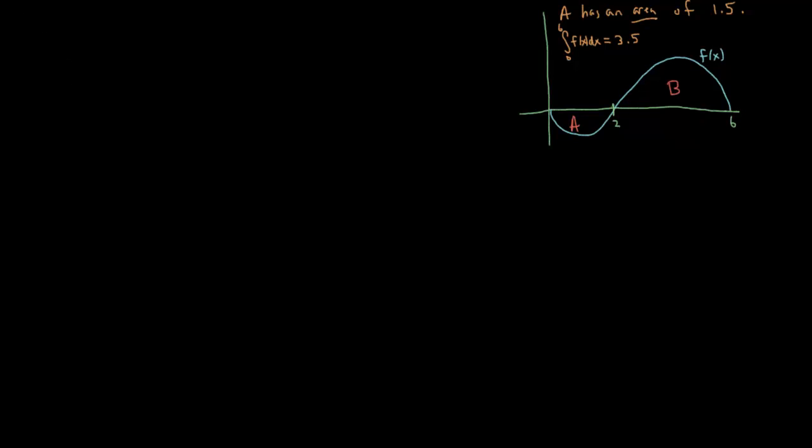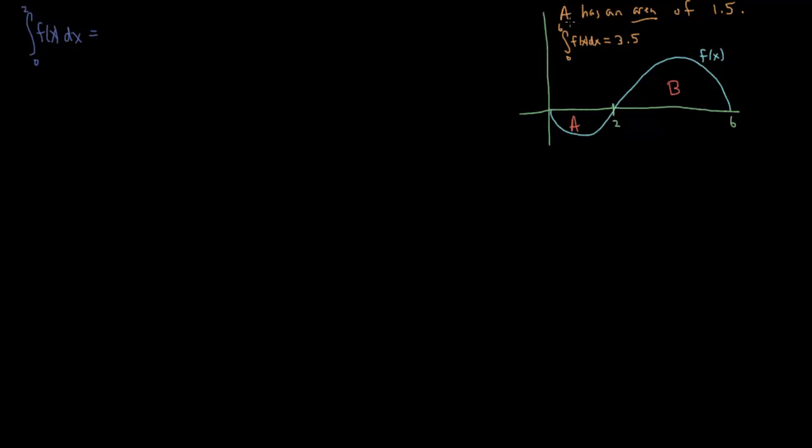So let's look at a couple examples. Let us look at, first of all, the integral from 0 to 2 of f of x dx. Now, all we're told is that section A has an area of 1.5 and that the entire integral is 3.5. So what do you think about the definite integral from 0 to 2?